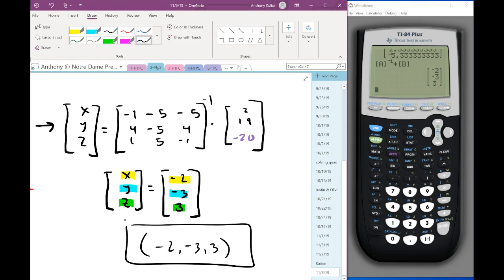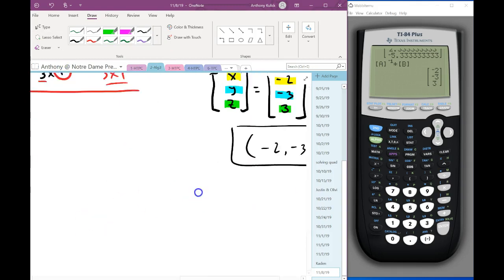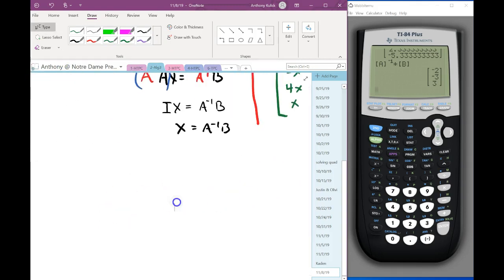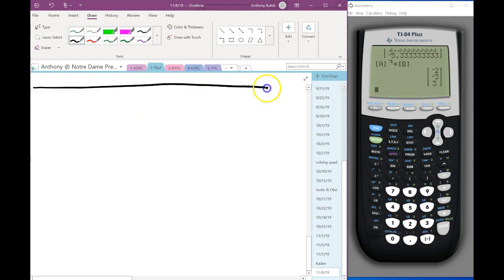Grace, is that a hand, or you just kind of... No, you're good? Okay. You guys ready to try one on your own? Okay. So I'm going to write out a system here and let you guys try this one with your graphing calculator.